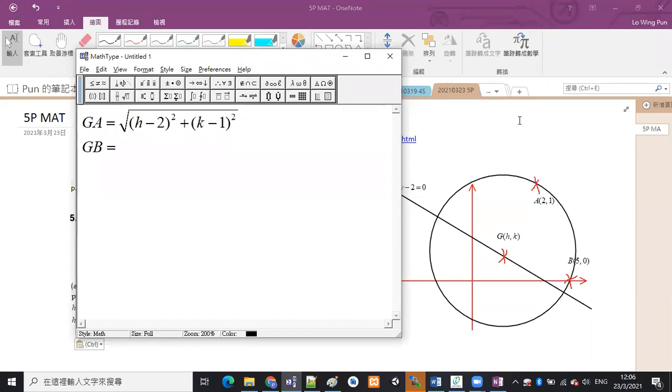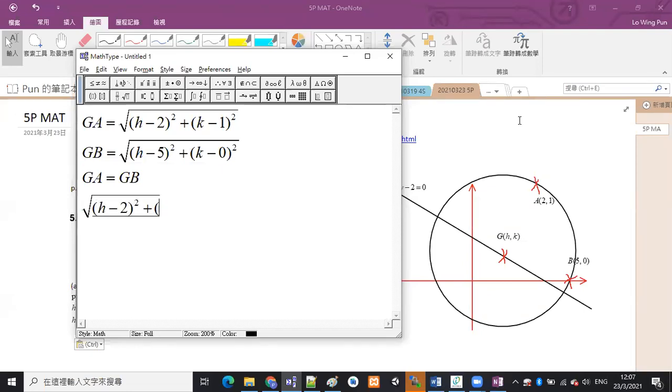And then GB is square root, again we have the coordinates, so we just use the distance formula: (h minus 5) squared plus (k minus 0) squared. Okay, and because we know that both of them are the radius of the same circle, we can say that GA is equal to GB. So this is (h minus 2) squared plus (k minus 1) squared is equal to (h minus 5) squared plus (k minus 0) squared.